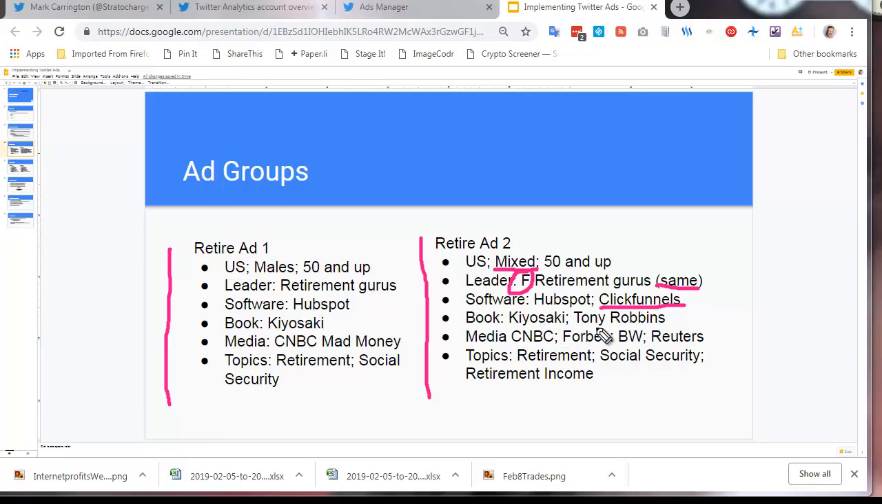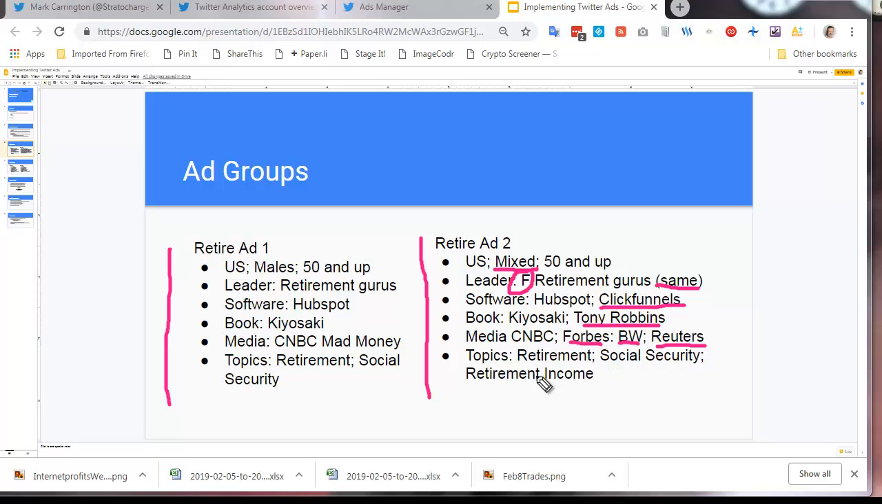For the book, I added in Tony Robbins, because the response rates I was getting on Kiyosaki weren't great. For media, I broadened media out completely. So I went up to Mad Money's parent, CNBC. I added in Forbes. I added in Bloomberg Business, which is BW, and I added in Reuters. So I'm looking at a wider range of financial and markets related media.